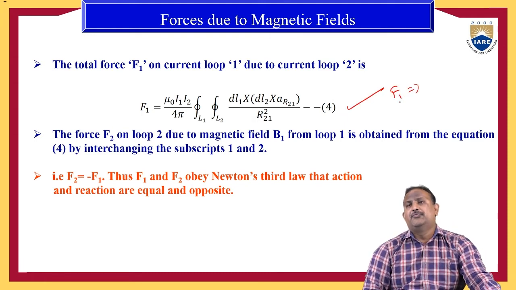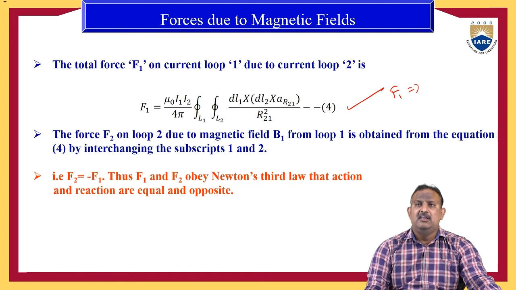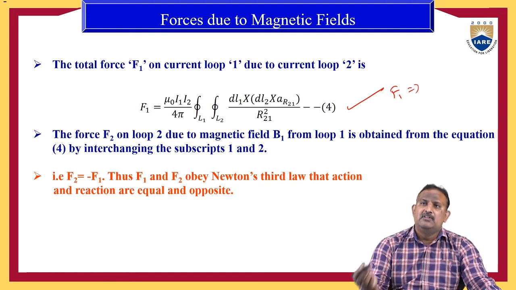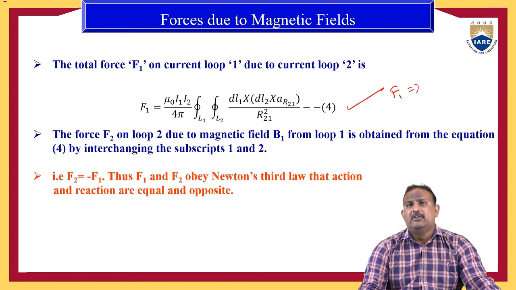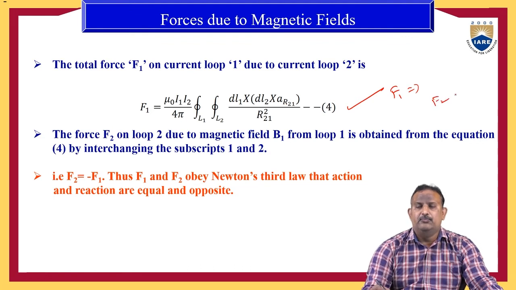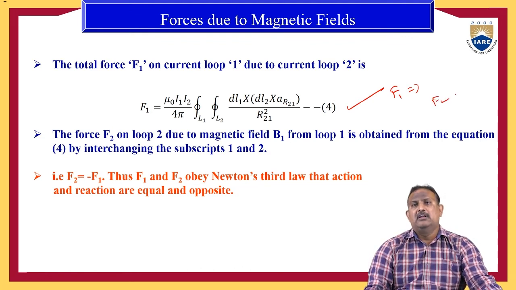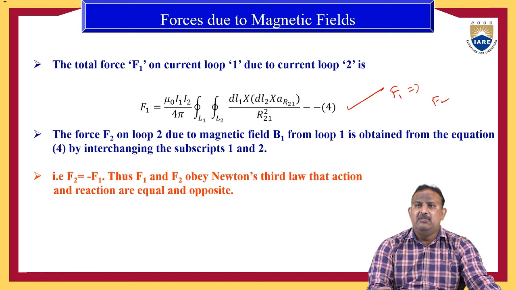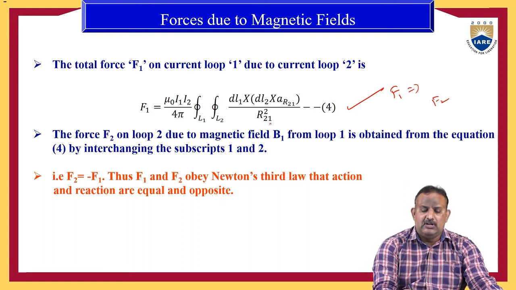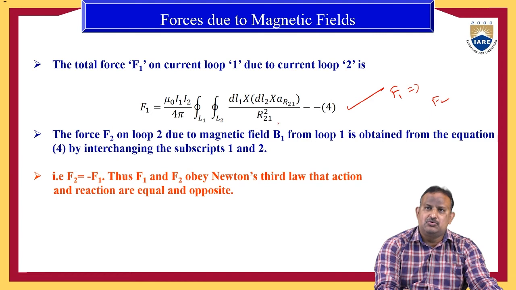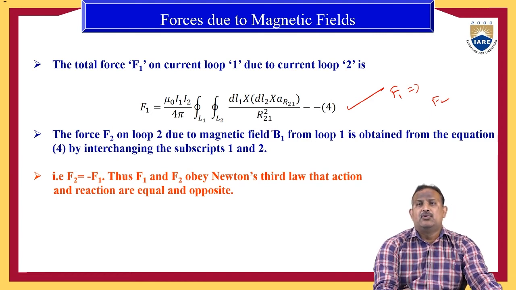Similarly, we can find the force F2, the force on loop 2 due to loop 1. The force F2 on loop 2 due to the magnetic field B1 from loop 1 is obtained from equation 4 by interchanging the subscripts 1 and 2. In place of 1 you substitute 2, and in place of 2 you substitute 1. Therefore, we can find the force F2.